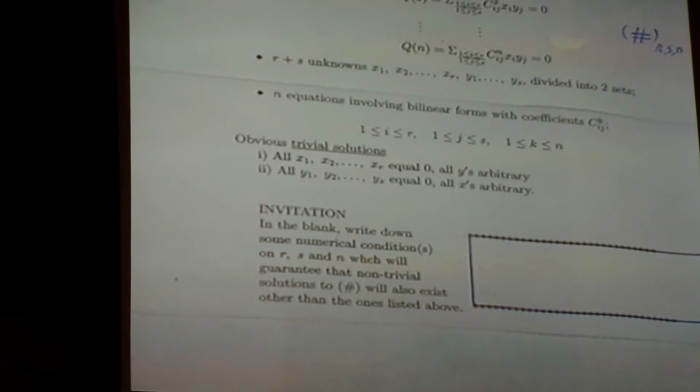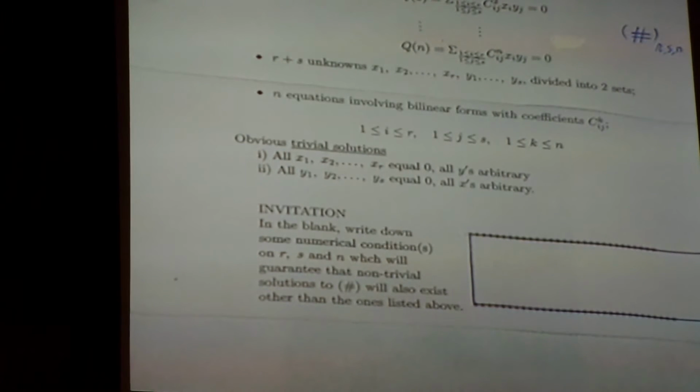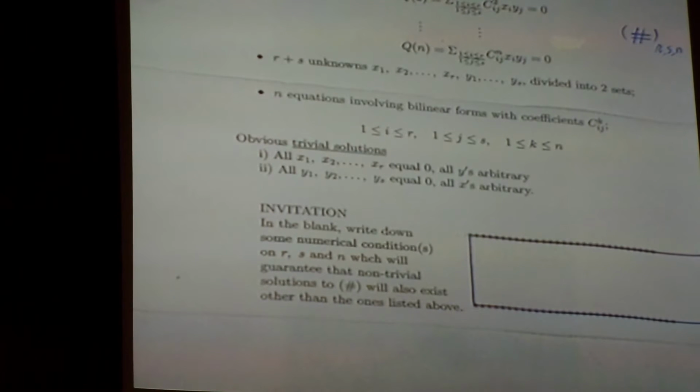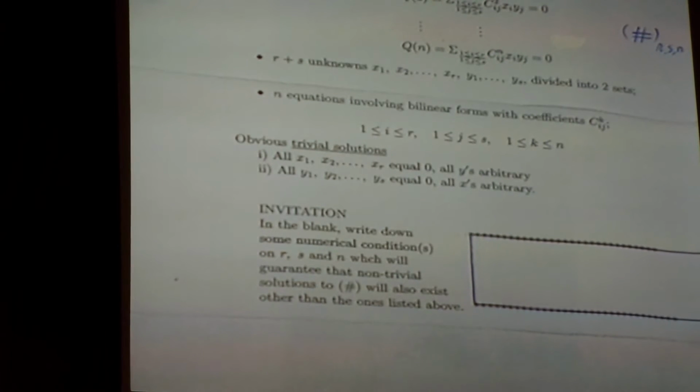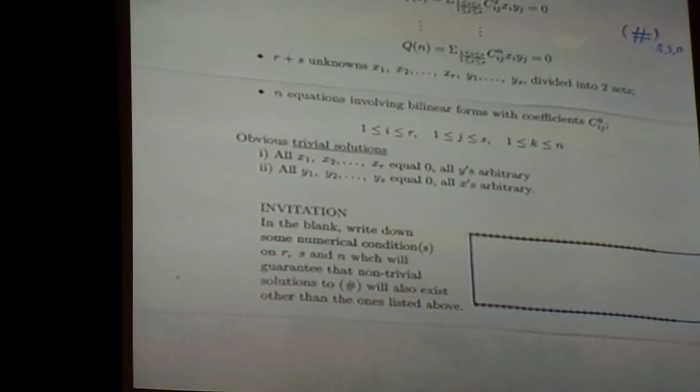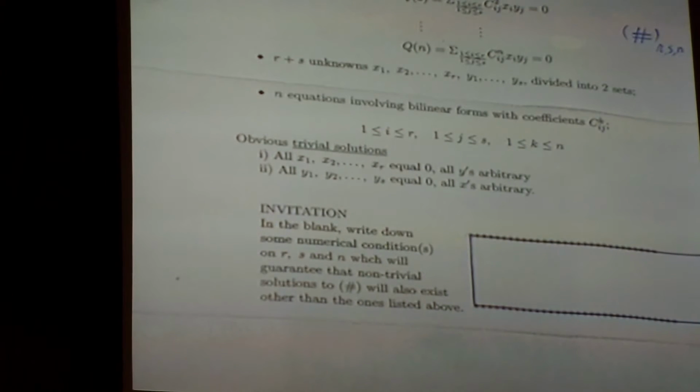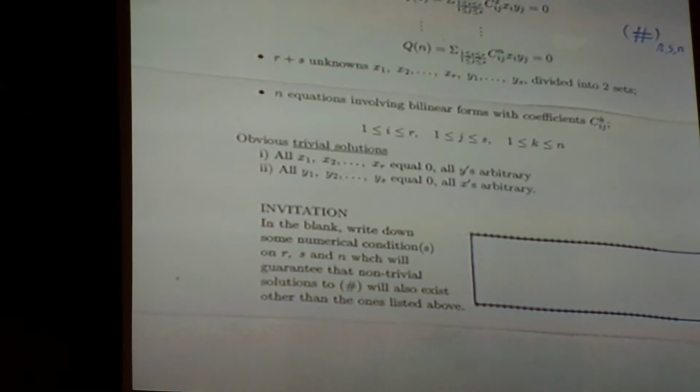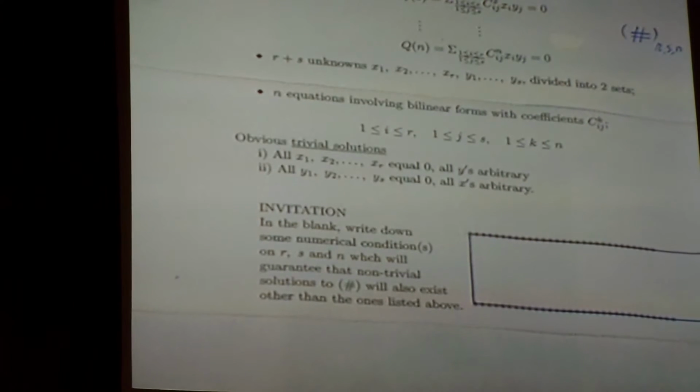Well, there are obviously some trivial solutions. If I set all the x equal to 0 and give y any value, then of course all the equations are satisfied. That would be a trivial solution. On the other hand, if I set all the y's equal to 0 and give all the x arbitrary values, that would be a solution too. Anybody can see that, and it's very trivial, so we call it a trivial solution too.